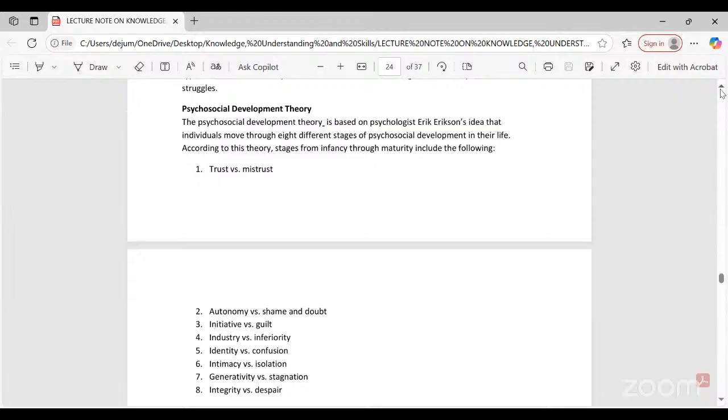Before I proceed to the remaining ones, do we understand trust and mistrust, autonomy versus doubt? Do we? Hello? Yes, sir. Yes, sir. Yeah, honestly, I don't really understand. Like, I'm still trying to.